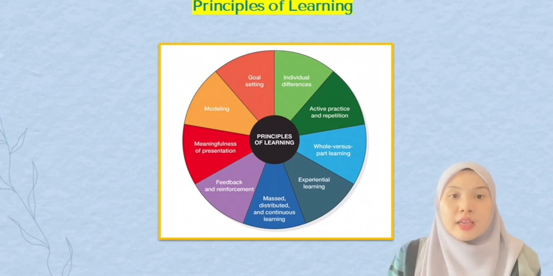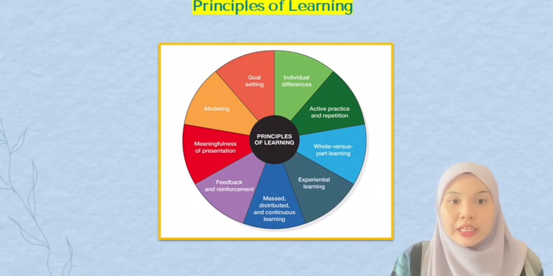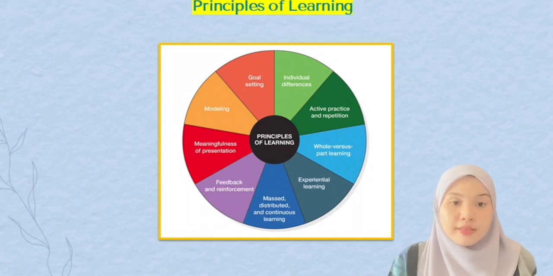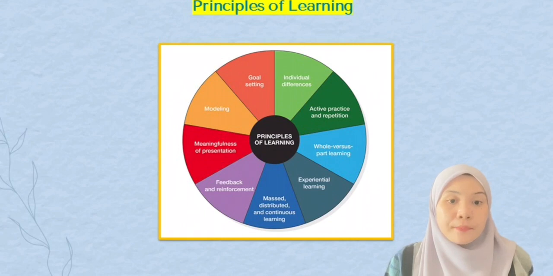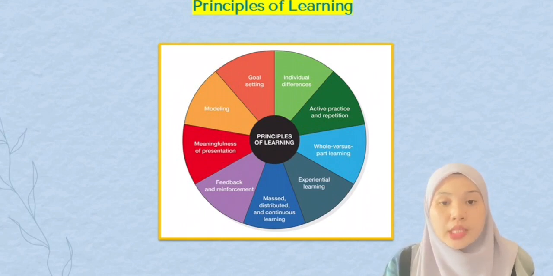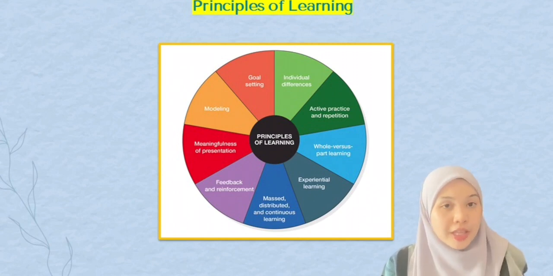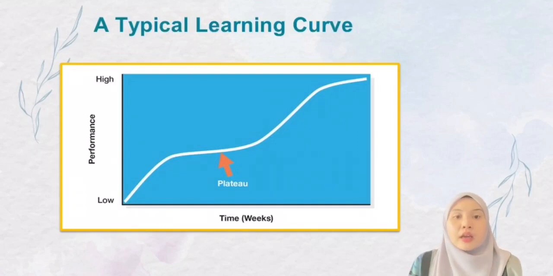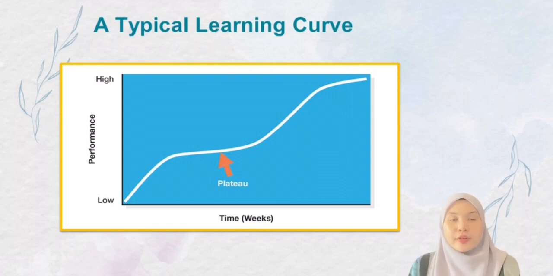Okay, next, we have nine principles of learning. Firstly is goal setting, individual difference, active practice and repetition, whole versus part learning, experiential learning, massed versus distributed and continuous learning, feedback and reinforcement, meaningfulness of presentation, and also modeling. Lastly, here is the typical learning curve. So we can see this is the graph for the typical learning curve.